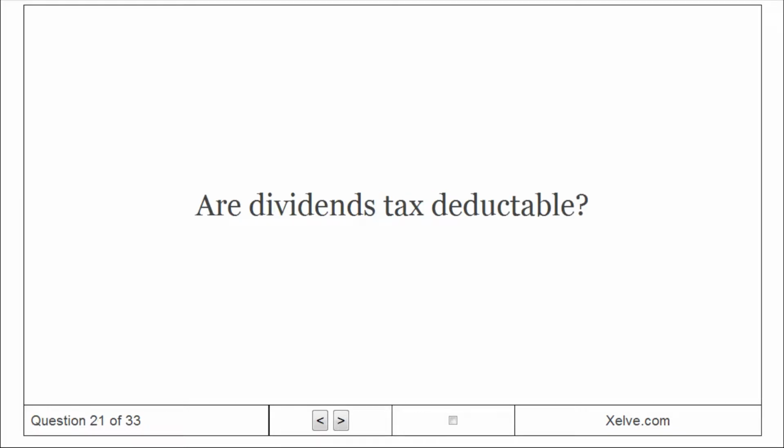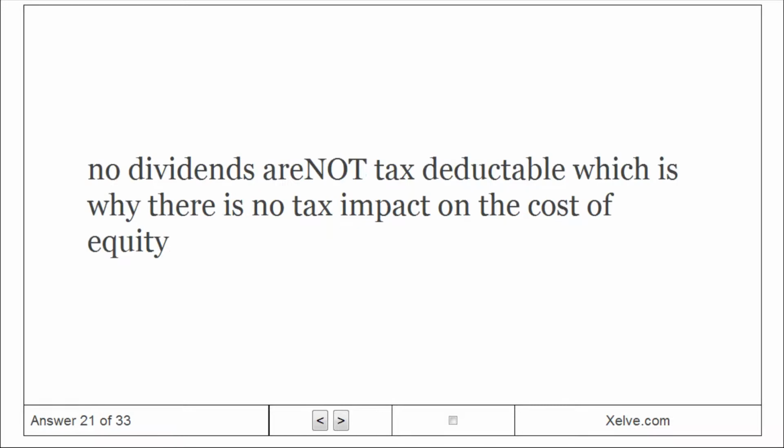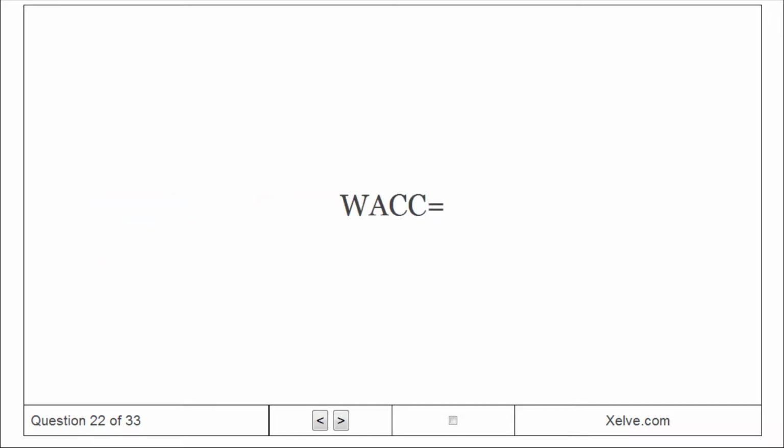Are dividends tax deductible? No, dividends are not tax deductible, which is why there is no tax impact on the cost of equity. WACC equals WE RE plus WD RD.